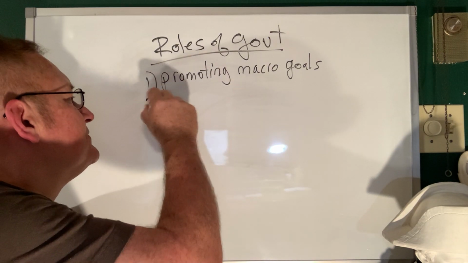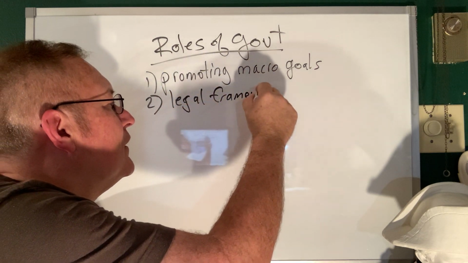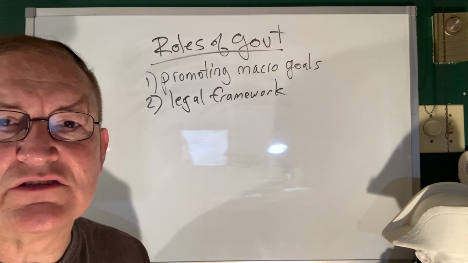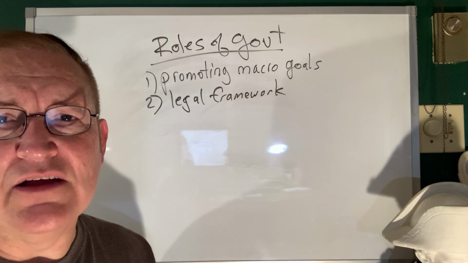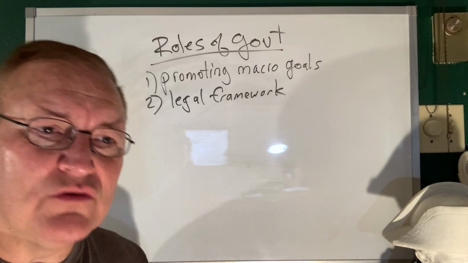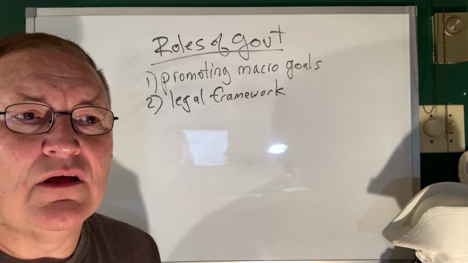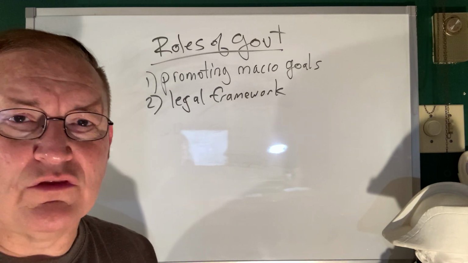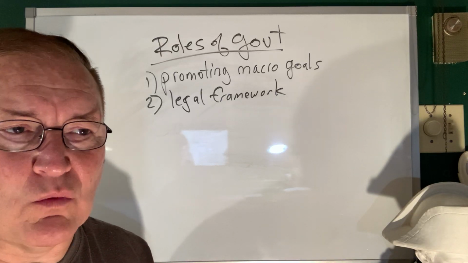Number 2 is a legal framework. So one of the most important functions of government is to provide a legal framework, especially when it comes to property rights. A well-defined legal framework in terms of who owns property and who has control of those. Because again, when the private sector, households and firms, are the ones that control the vast majority of the property, then it's vital to have that well established.